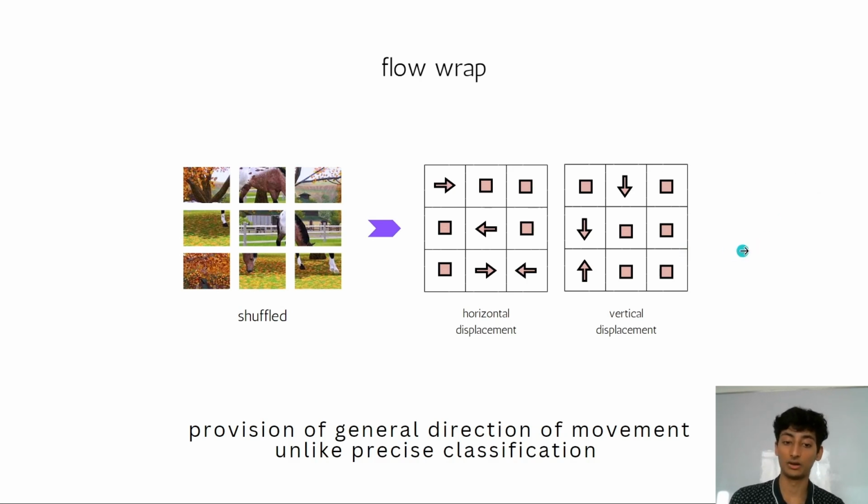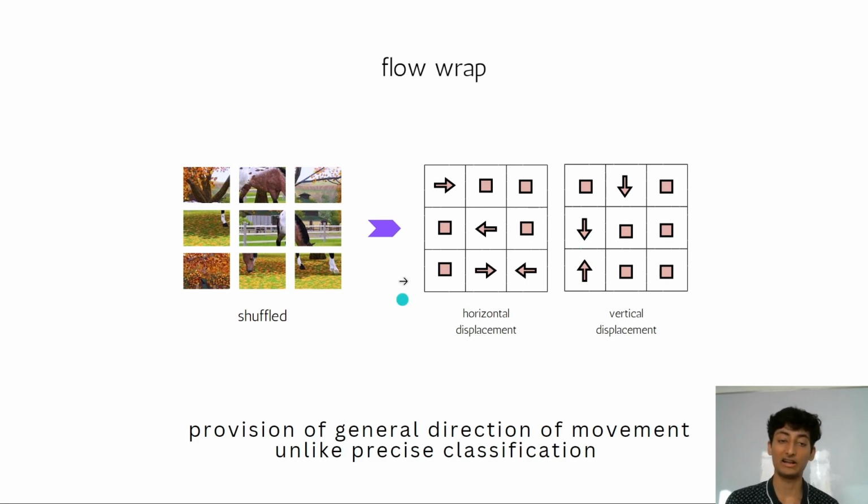So what we did is a provision of general direction of movement and a preset classification. Let's say you have a shuffled image. Each piece is displaced from its original location. Let's say this piece should go here, so this piece should go one step down. In the vertical displacement part, you can see there is one step displacement here. This piece should not get horizontally displaced because this is the center piece, so you may represent it as 0. So you have a horizontal displacement and a vertical displacement for each piece.